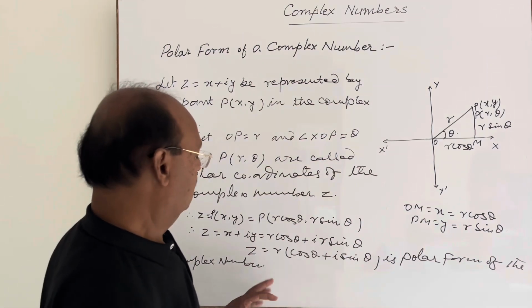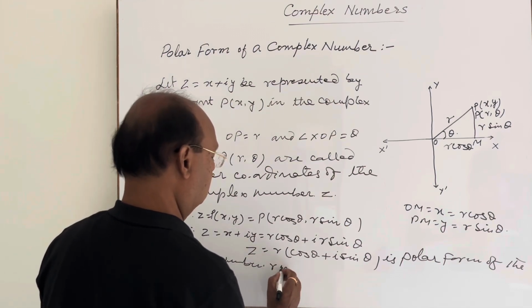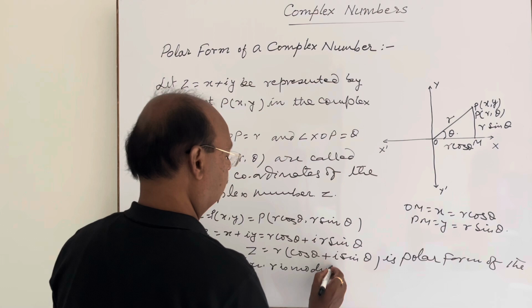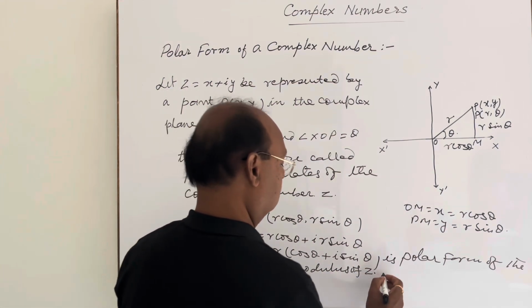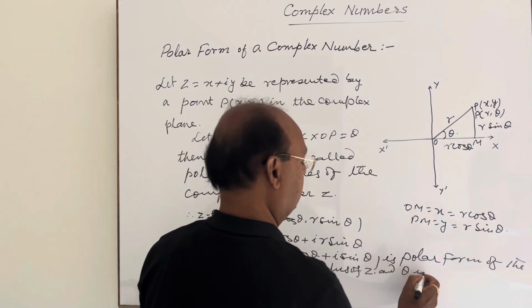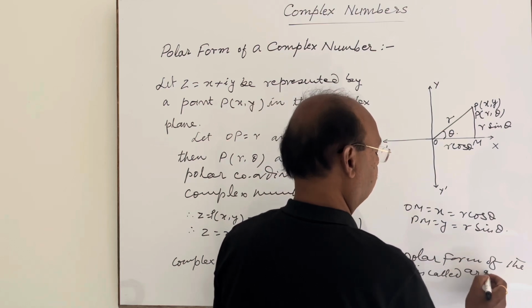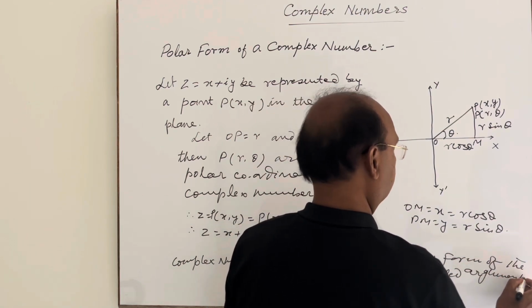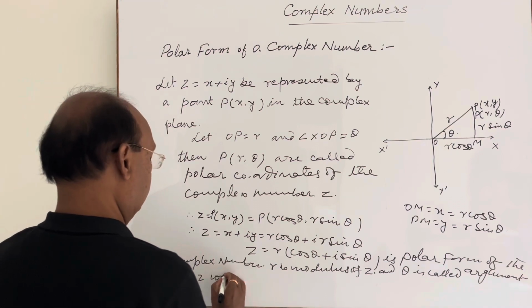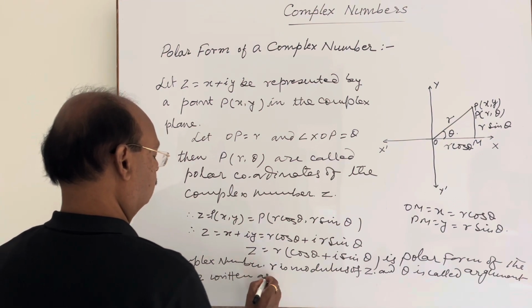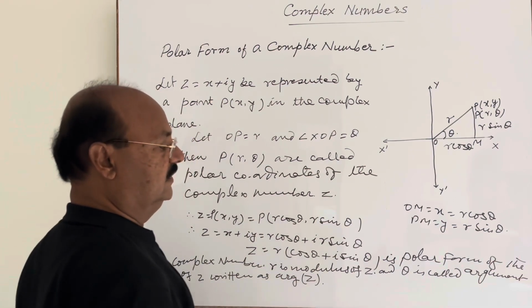Here r is called the modulus of z, and theta is called the argument of z, written as arg z.